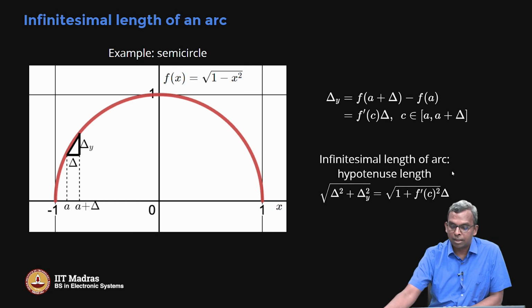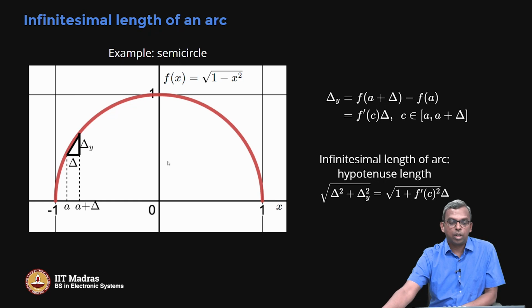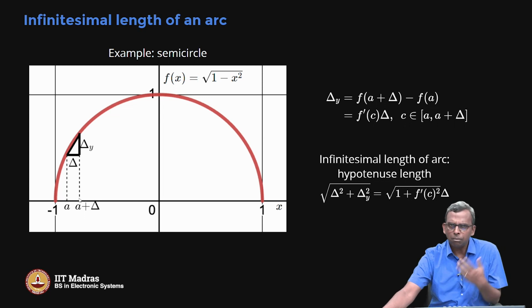The infinitesimal length of the arc is the hypotenuse length, which is the square root of delta squared plus delta y squared. Now I know delta y is f prime of c times delta, so I can take delta squared common outside, and the square root of delta squared becomes delta. So you just get the square root of 1 plus f prime of c squared, times delta outside. So the infinitesimal length of the arc, this hypotenuse length, is the square root of 1 plus f prime of c squared times delta. What is c? c is some point between a and a plus delta, as guaranteed by the mean value theorem. Some point, I don't know what it is. So this is the formula, slightly more complicated than area, but nevertheless easy enough to derive.